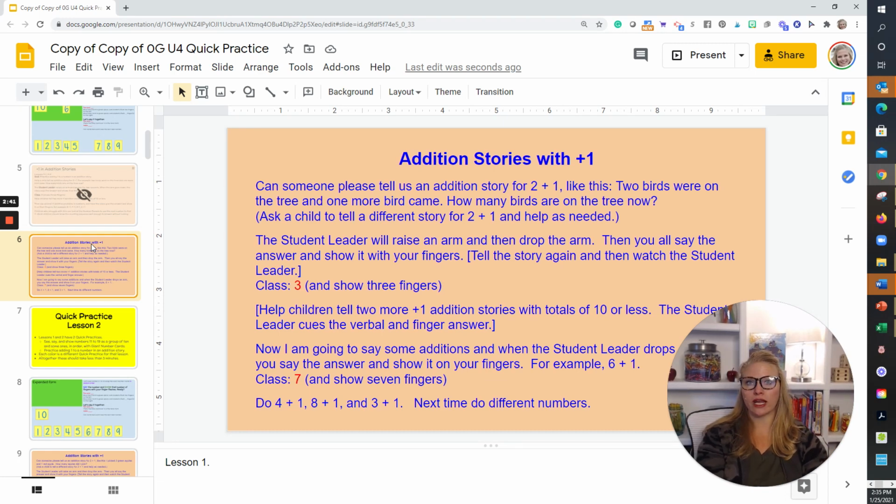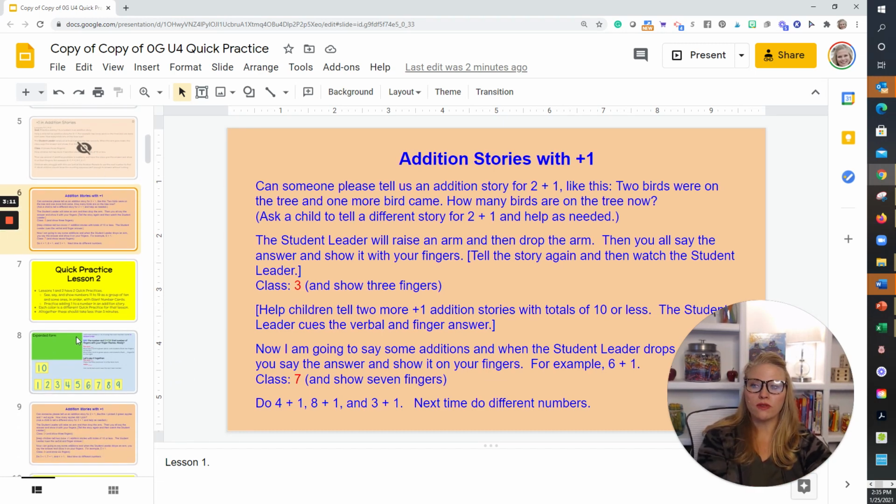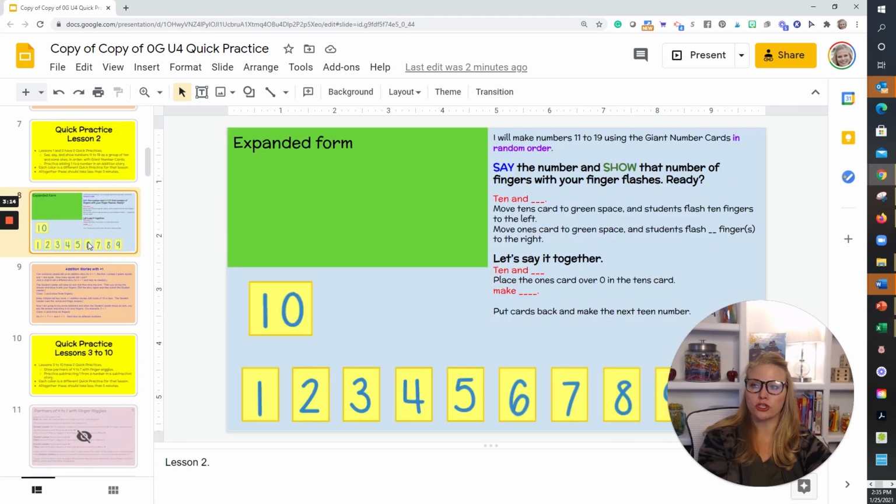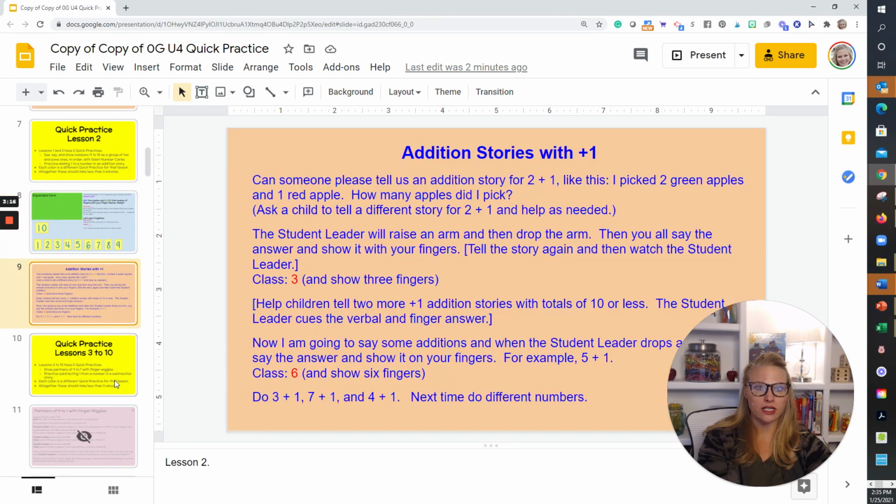Charlie, tell us an addition story. There were 2 alligators in the pond, and then 1 more alligator came. Ask a question. How many alligators are there in all? Boys and girls, tell his story. There were 2 alligators in the pond. 1 more alligator came. How many alligators are in the pond? Class, 3. So we still don't give the answer until we're given the signal, but I think that students repeating the story and using their fingers is a really great addition to this quick practice. So you're going to do that. You have lesson 1, lesson 2, so you continue to do our teen numbers and our addition stories.